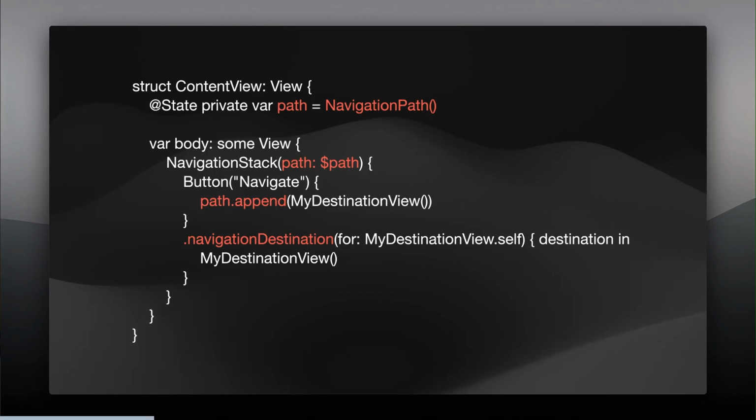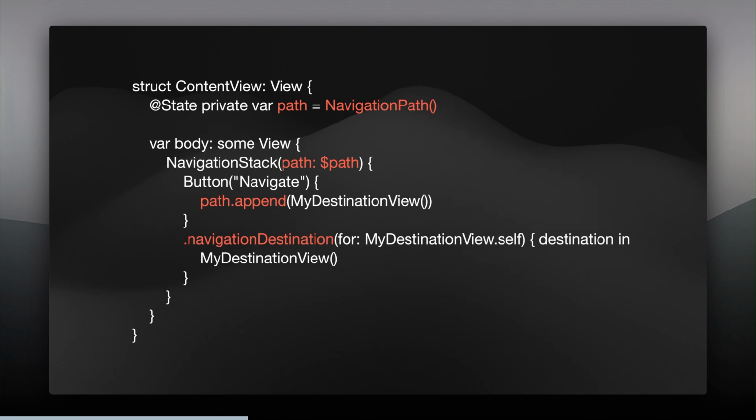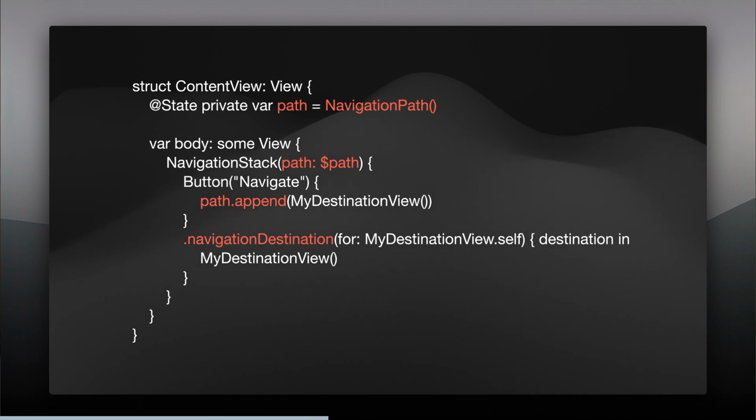Here is a basic example. Imagine you have a button in your app saying navigate. With just a tap, you want to take your users to a new destination in the app. Check out how simple it is with navigation stack. We bind navigation stack to a navigation path. This path is like a roadmap of where you can go. Then you tap navigate, it adds your destination to this roadmap. And with navigation destination modifier, you tell the app how to handle each stop or destination.